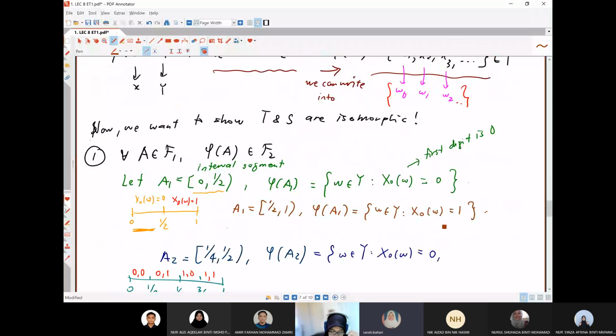Doktor, memang kita mula dengan kosong, lepas tu 1. Macam tu doktor? Macam mana kita mula dengan kosong? Yes. Mesti kita kena mula dengan kosong and then 1.